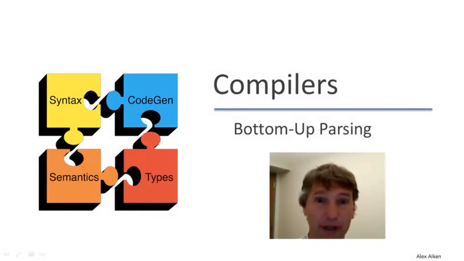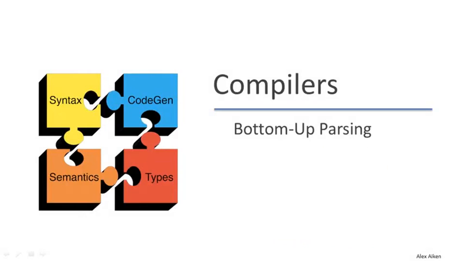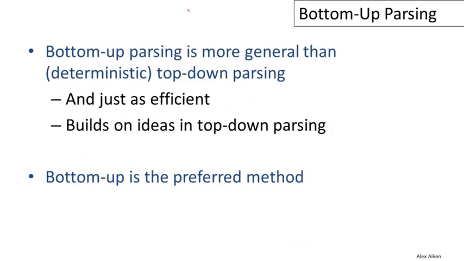This is the first of what will be a considerable sequence of videos on bottom-up parsing. The first thing to know is that bottom-up parsing is more general than deterministic top-down parsing. Recall we talked about recursive descent, which is a completely general parsing algorithm but requires backtracking. And now we're focused on deterministic techniques, and we talked about LL1 or predictive parsing last time, and now we're going to shift gears and talk about bottom-up parsing.